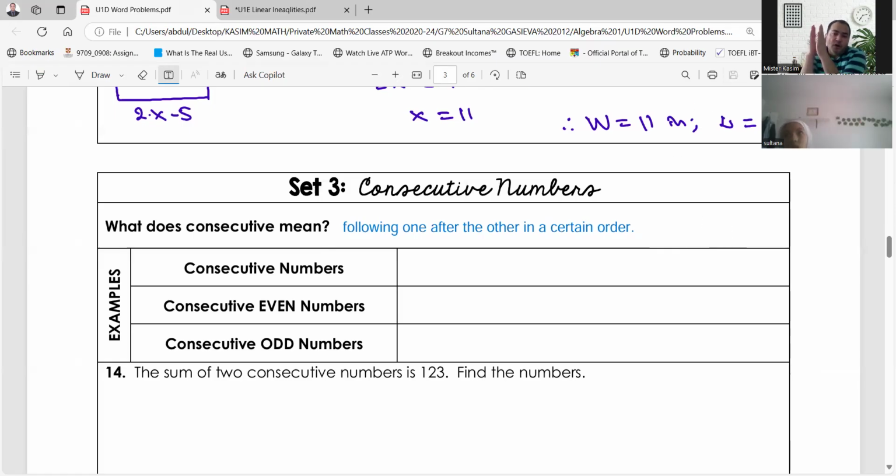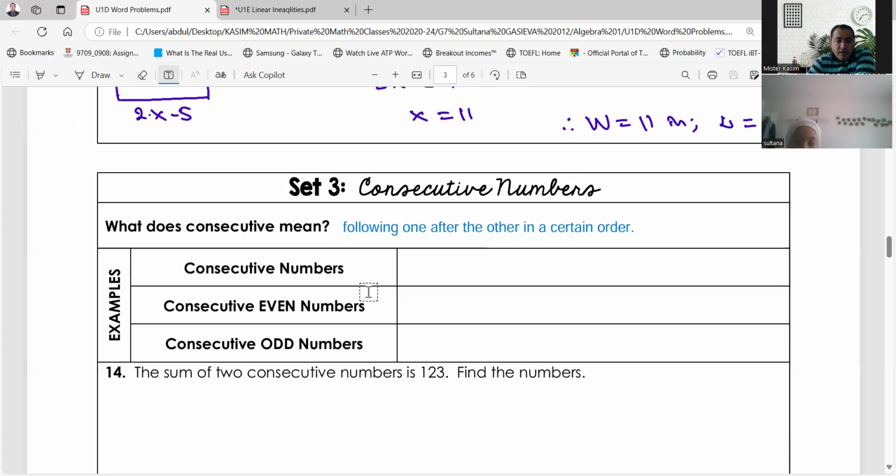If I say, for example, 1, 2, 3, continue, Sultana, it's just 4, 5, 6, 7, right? If I say 1, 3, 5, 7, continue. Tell me the next three numbers. 9, 11, odd numbers. So 1, 3, 5, 7, 9, 11. If I say 2, 4, 6, 8, these are even numbers: 10, 12, 14, right? Naturally, they are one followed by another in a certain order.